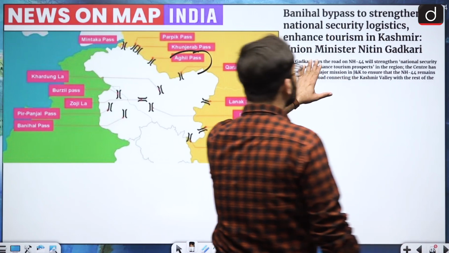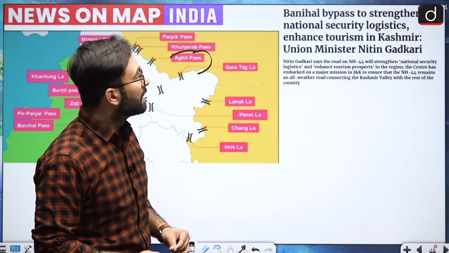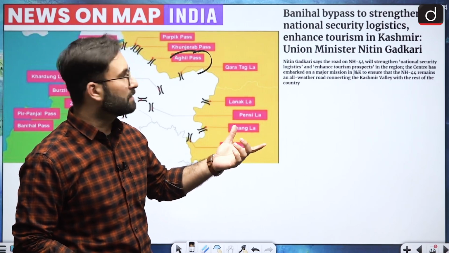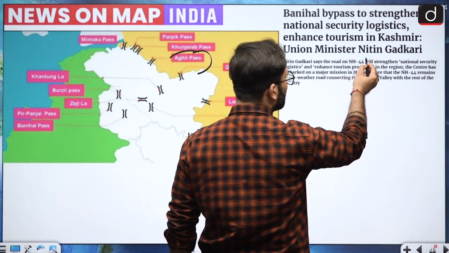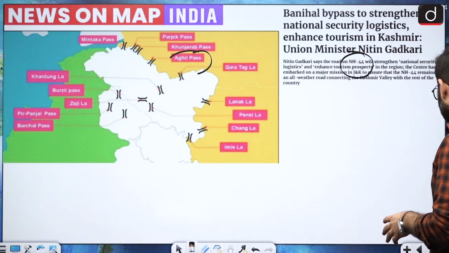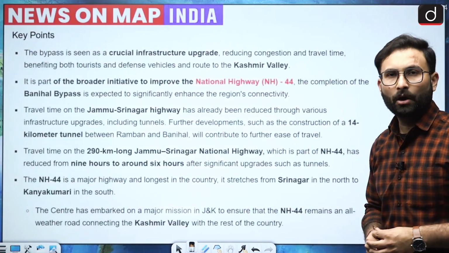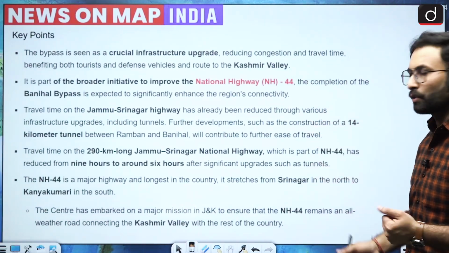And this is recently in news because, as I told you, the Banihal bypass is meant to strengthen national security and logistics, and enhance tourism in the Kashmir region. Broadly speaking, this will be a project on National Highway 44. If you want to know more about this, there is this slide given over here. You can go through this slide or take a screenshot. Otherwise, we will be uploading the PDF, so don't worry about that.